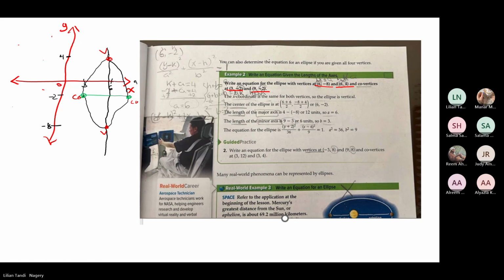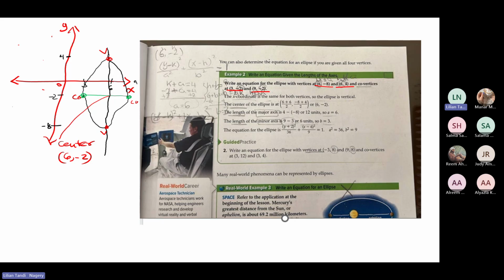Yes. All right. So we want the equation, yes? Okay. So we know the center is 6, -2. See, you get that from your picture. Center: 6, -2. Okay. Continue.